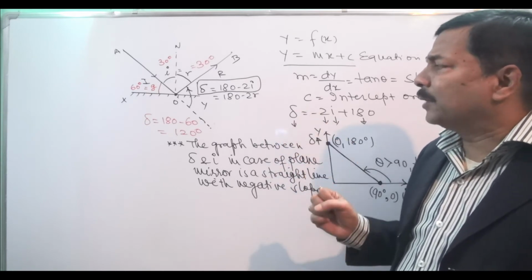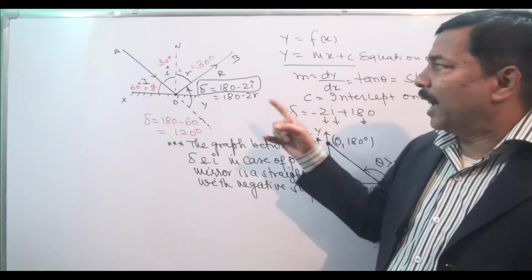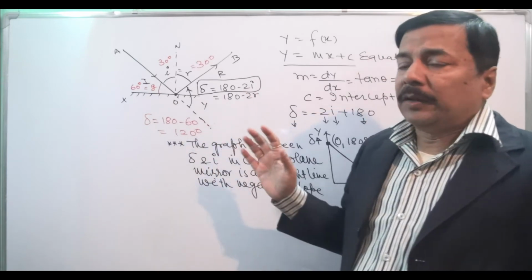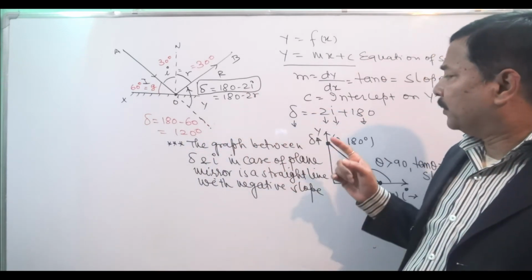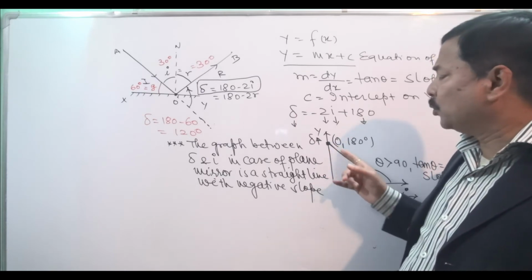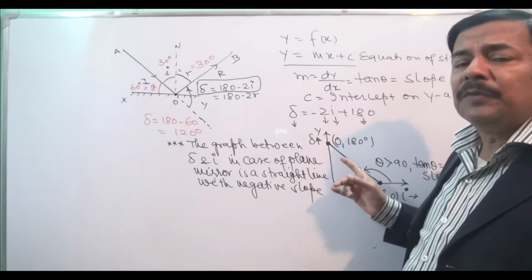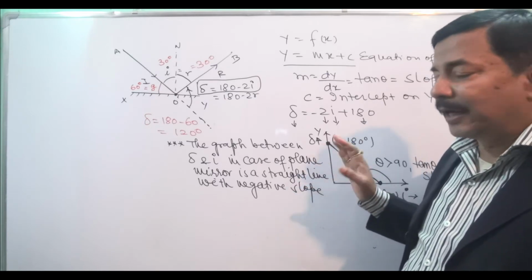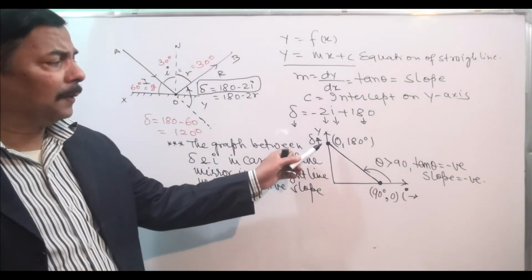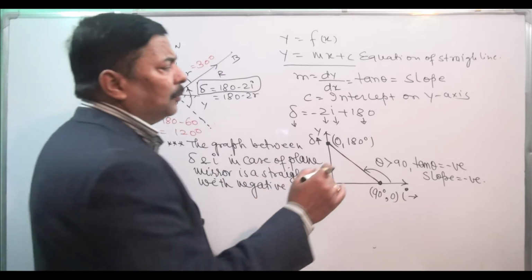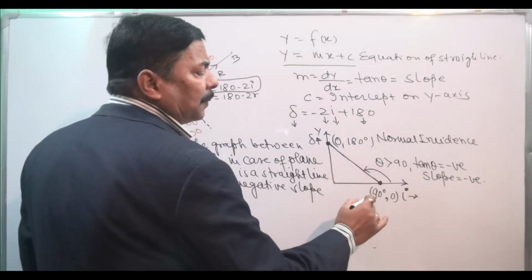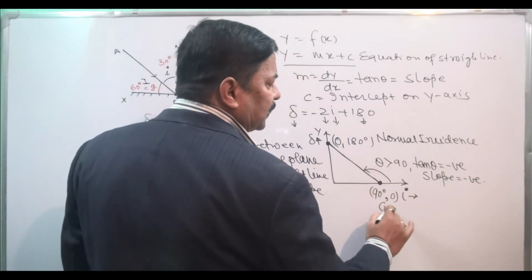Now, I am talking about reflection, and this is reflection at a plane surface. Here XY is your plane mirror. This point has a special meaning, and this point has a special meaning. These two points represent some special situations. What are those situations that I would like to discuss with you? This is basically representing your normal incidence, and this is basically representing your grazing incidence.